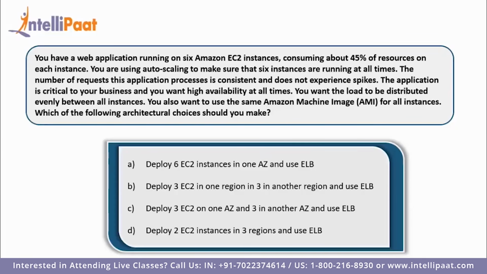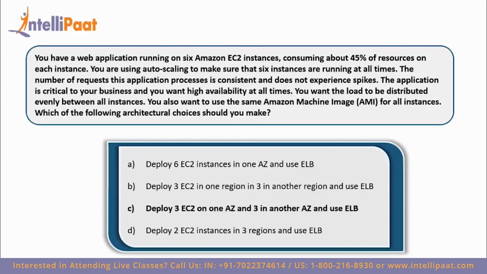All right, so this is a very interesting question. Basically, you want to run 6 Amazon EC2 instances, and they should be highly available in nature, and they would be using an AMI, of course, because they are autoscaled. So which among the following would you choose? The options are: deploy 6 EC2 instances in one availability zone and ELB; deploy 3 EC2 servers in one region and 3 in another region and use ELB; deploy 3 EC2 in one AZ, that is availability zone, and 3 in another availability zone; and deploy 2 EC2 instances in 3 regions and use an elastic load balancer. Now, the correct answer for this would be C.